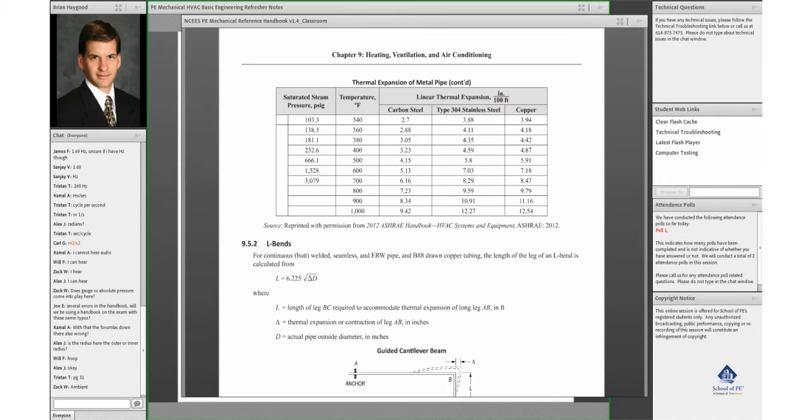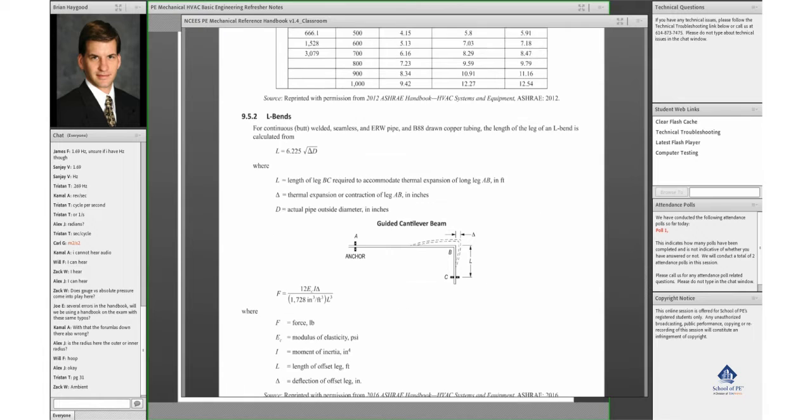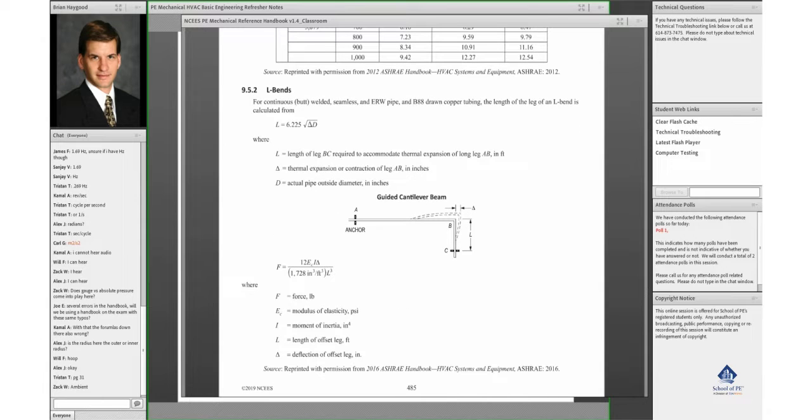Okay, so when we have a value for the thermal expansion, which here they use the symbol delta for the thermal expansion. Notice that they're not using delta L, they're not using delta D, they're using delta. So delta is in inches.